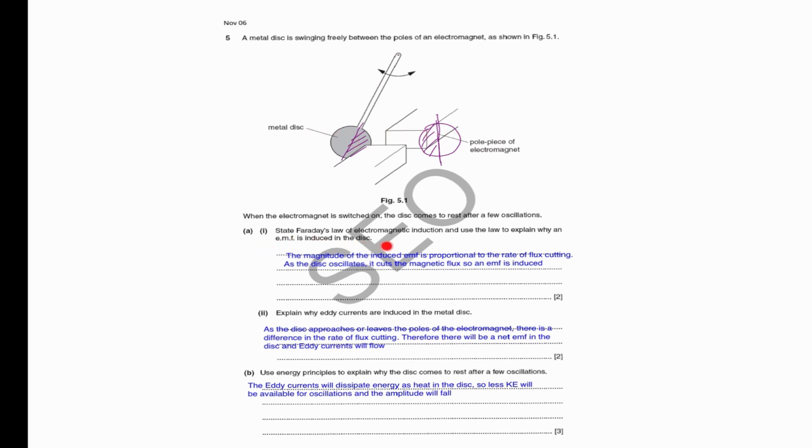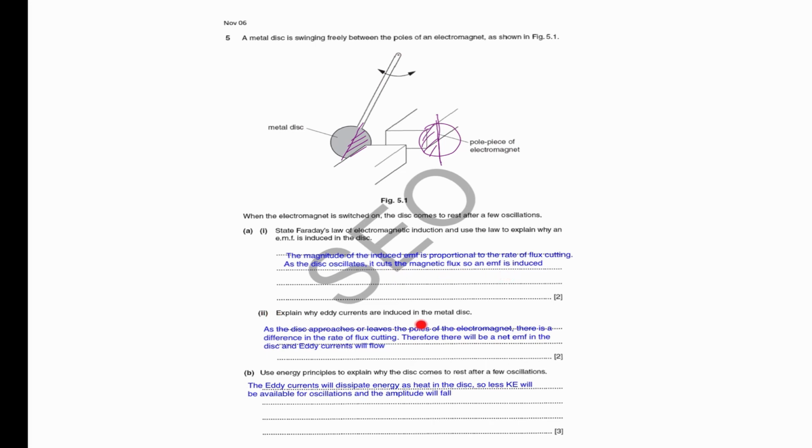State Faraday's law of EM induction and use the law to explain why an EMF is induced in the disc. So you will need to state the whole Faraday's law. The magnitude of the induced EMF is proportional to the rate of flux cutting. Now you may use rate of change of flux linkage also, no problem. It's either one. But how do we use the law to explain why an EMF is induced in a disc? Because the disc moves, right? So we can talk about cutting of flux. So the second part: as the disc oscillates, it cuts the magnetic flux, so an EMF is induced.